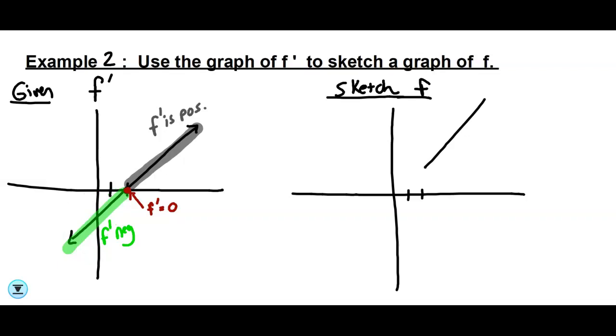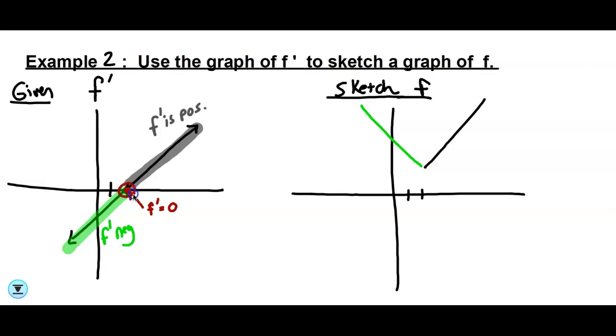F prime is negative to the left of 2. Therefore, what does that tell us about f? That tells us that f has a negative slope to the left of 2. Now, this is still not quite right because it looks like an absolute value function, but it's not supposed to be. We'll talk about why that is in a second, but for now, just bear with me.